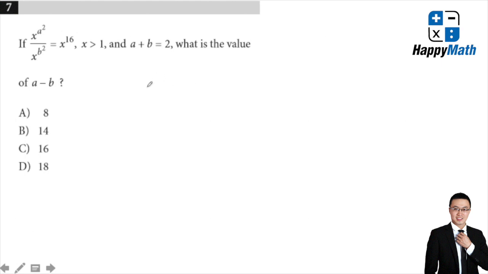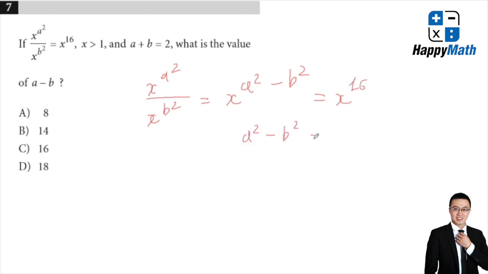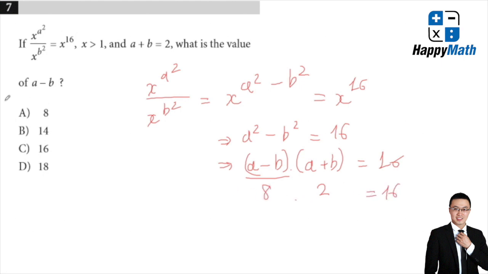Question 7. From the question here, I have the exponential expression, so put the numbers and equate the powers together. So a squared minus b squared will be equal to (a minus b) times (a plus b), which equals 16. Because a plus b equals 2, a minus b will be 8, because 16 divided by 2 equals 8. So the right answer is A.